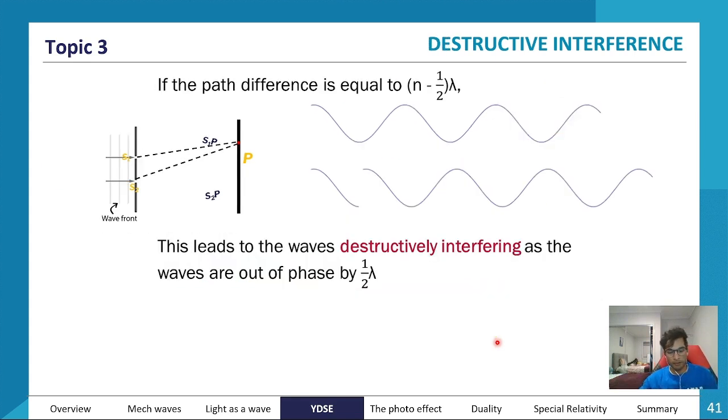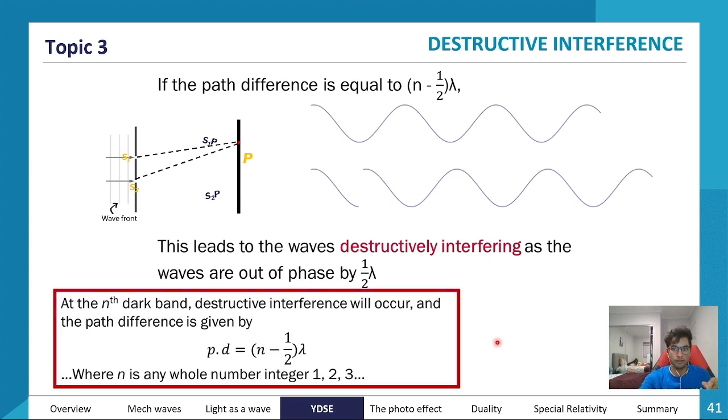The second thing that can happen is destructive interference. Again, let's say our wavelength is 2 meters. Let's say S1 has to travel 5 meters, and let's say S2 has to travel 8 meters. Again, I think you can see where this is going. The path difference is essentially this number minus this number, so our path difference is equal to 3.